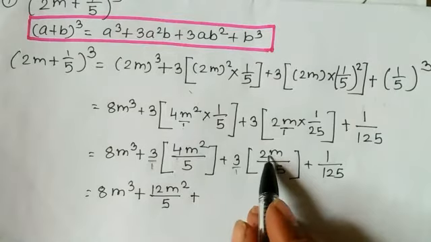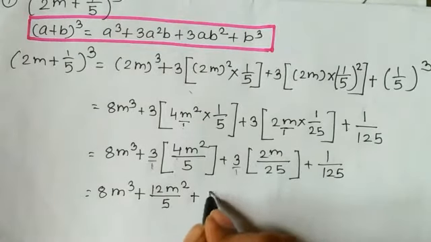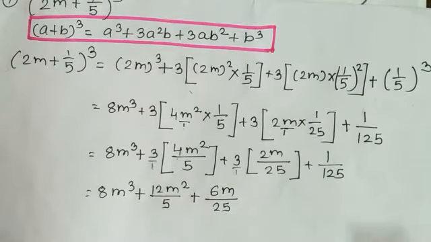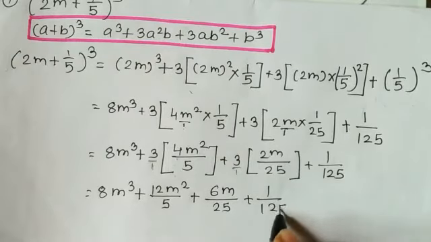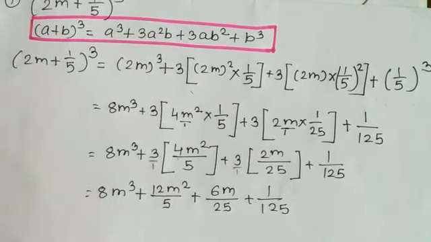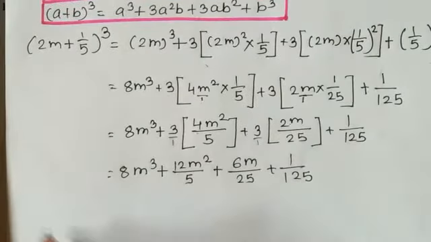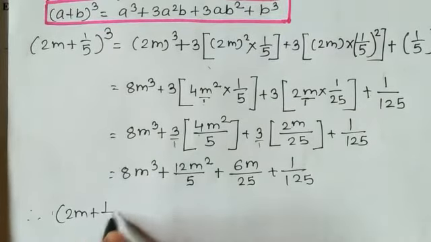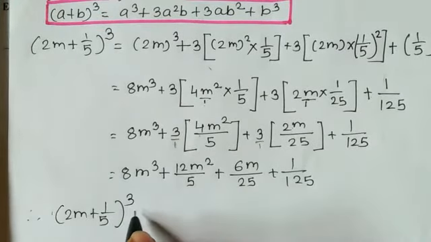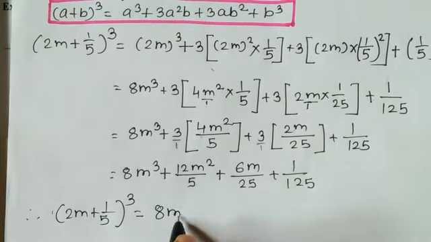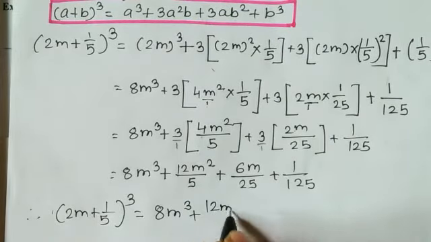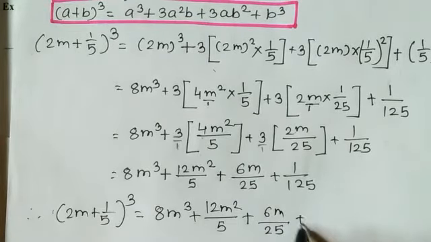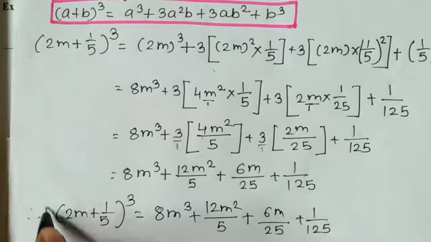So numerator with the numerator. So 3 into 2, 3 2s are 6m upon 1 into 25, 25 will be as it is, plus 1 upon 125. So this is your answer, but how are you going to write it? In the symbol of therefore, (2m plus 1 upon 5) raised to 3 is equal to 8m raised to 3 plus 12m square upon 5 plus 6m upon 25 plus 1 upon 125.